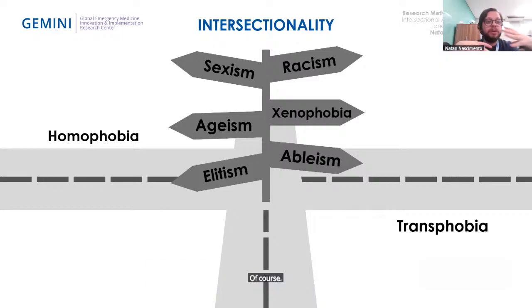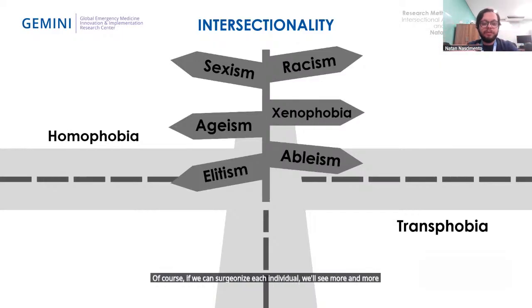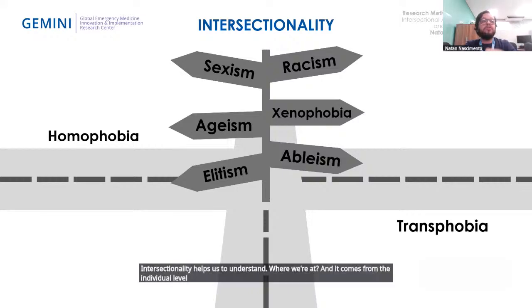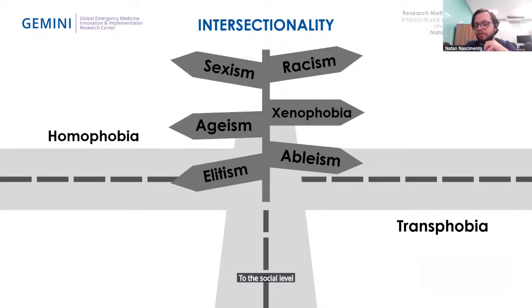Of course, if we can start to analyze each individual, we'll see more and more of those prejudices, more of those violences that we have among marginalized groups. So in that concept, intersectionality helps us to understand where we're at. And it comes from the individual level to the social level. So it's not who we are, but how society defines who we are and acts on that.